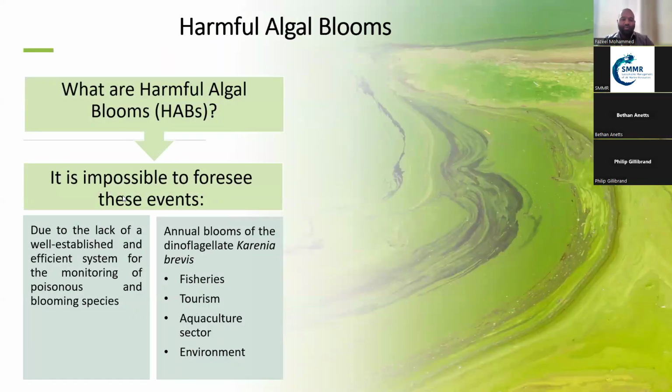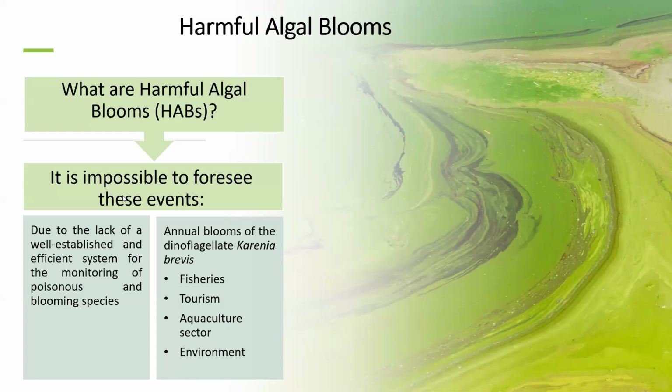So what are harmful algal blooms? Well, harmful algal blooms are the proliferation of microscopic algae or cyanobacteria concentration, which can negatively impact human health, marine life, and coastal ecosystem. It is impossible to foresee these events due to the lack of a well-established and efficient system for the monitoring of poisonous and blooming species in our water bodies worldwide. For instance, in the Gulf of Mexico, annual blooms of the dinoflagellate Karenia brevis, a red tide alga, have caused massive disruptions to the fisheries, tourism, the aquaculture sector, and the wider environment through the production of potent neurotoxins.